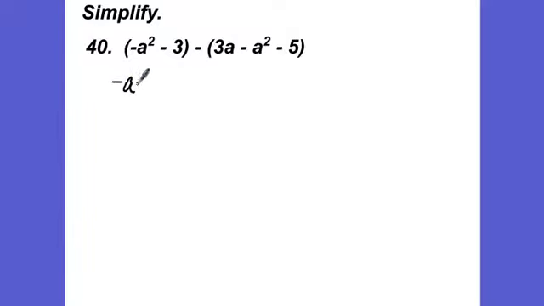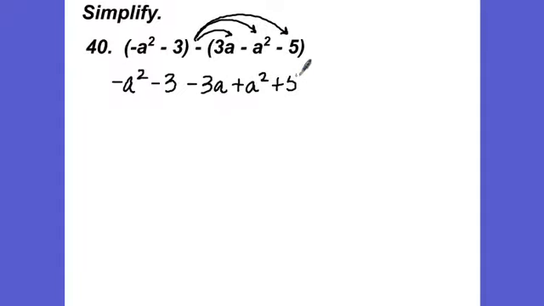So I have negative a squared minus 3 minus 3a minus a negative is plus a positive a squared minus a negative 5 is plus a positive 5. So then I'm going to combine like terms. What I do notice is that this negative a squared and this positive a squared will cancel each other. They'll simplify. Then I combine my terms here. I have negative 3a, and then I have negative 3 and a positive 5, which is a positive 2.